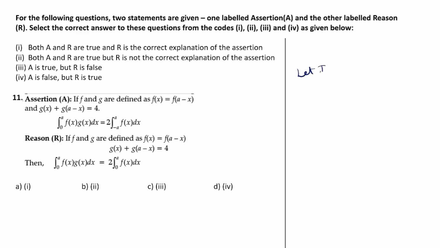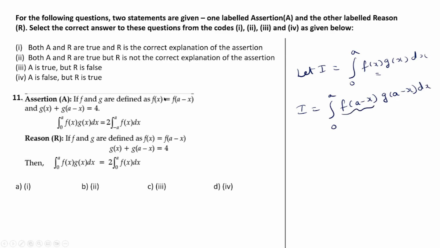So let I equal to integral 0 to a f of x g of x dx. So we can replace x by a minus x using the properties of definite integral. So I is equal to integral 0 to a f of a minus x g of a minus x dx. But f of a minus x equal to f of x. So this is equal to integral 0 to a f of x g of a minus x dx. Let us take this as 1, this as 2. Let us add these two.